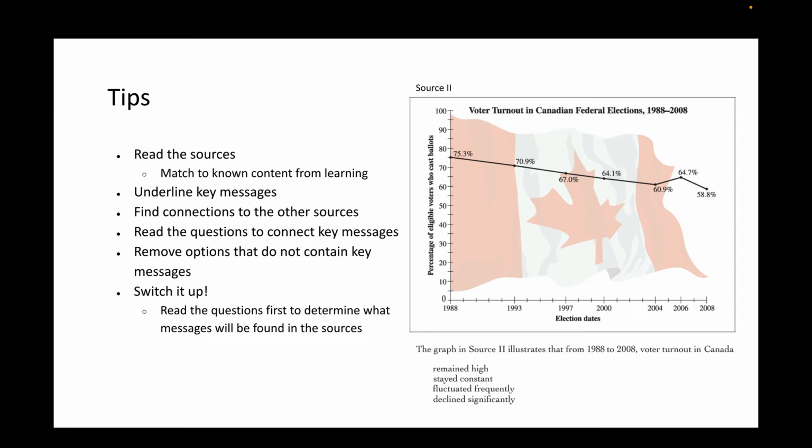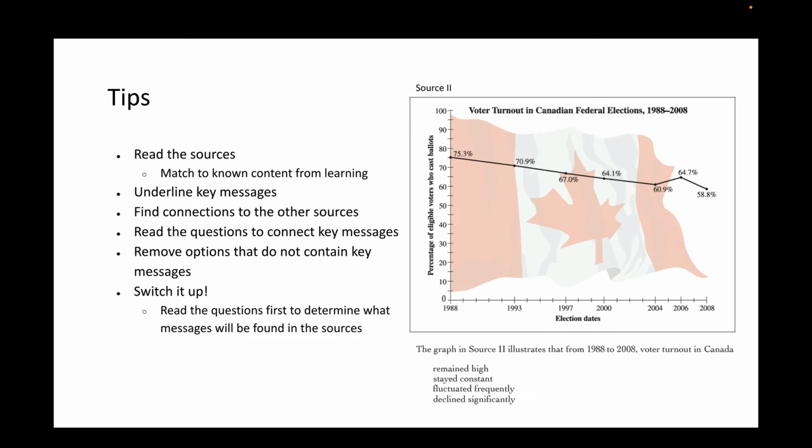But it did, however, decline significantly. It was declining, and that's the word that we used, and significantly. It declined from 75.3% to 58.8%. It declined 16.5% over the course of those years. So the answer here would be declined significantly.